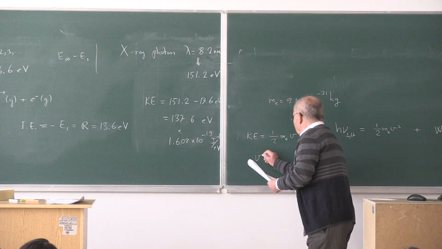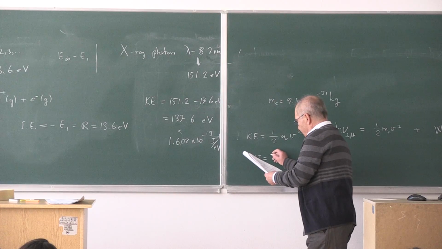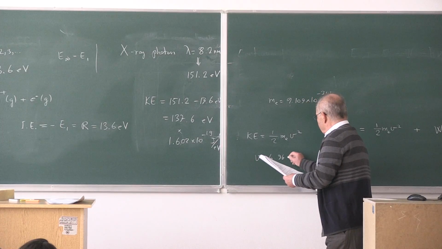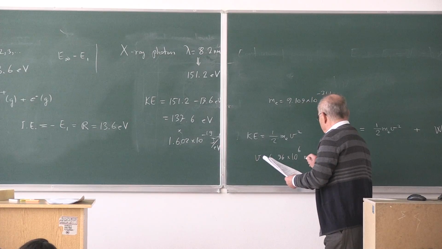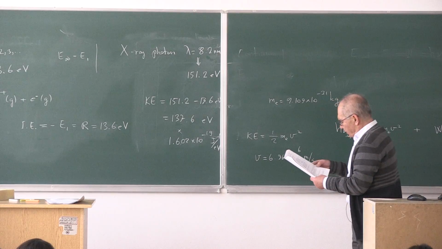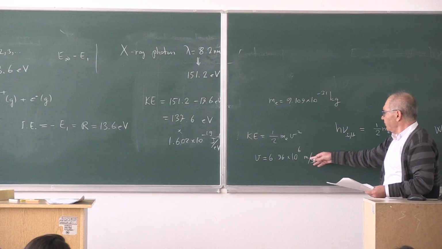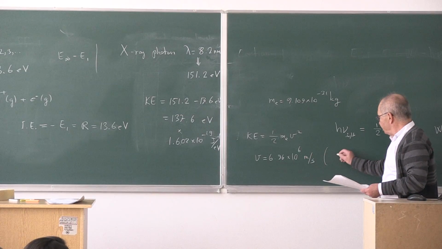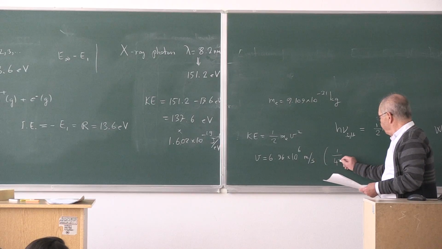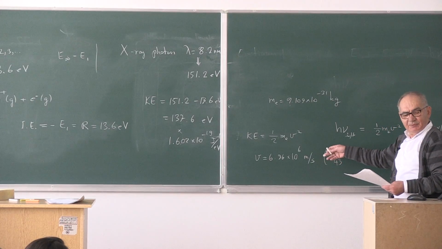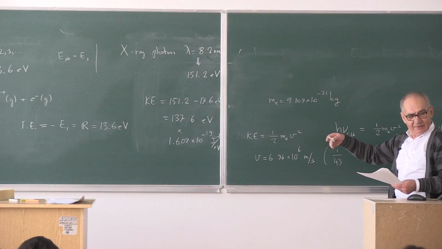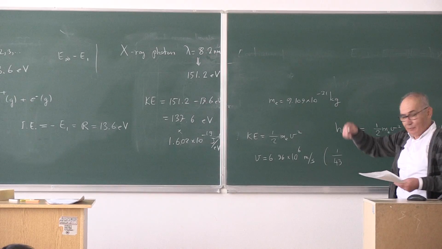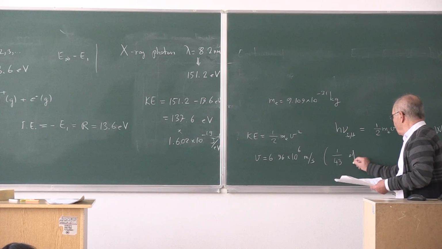So this way, when we do the calculation, we get 6.96 times 10 to the 6 meter per second. Please note that this is a very high speed. In fact, this speed is 1 over 43 of the speed of light. So approaching the maximum possible speed, in other words, of C.